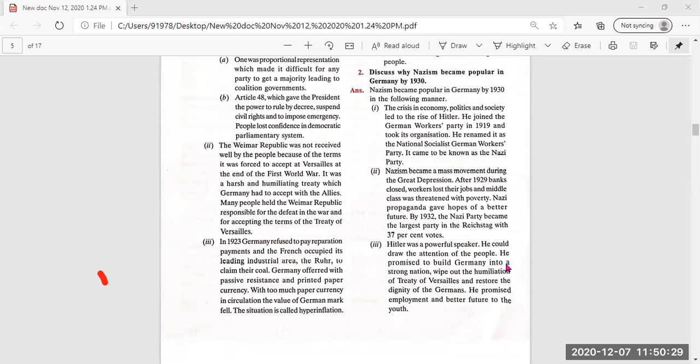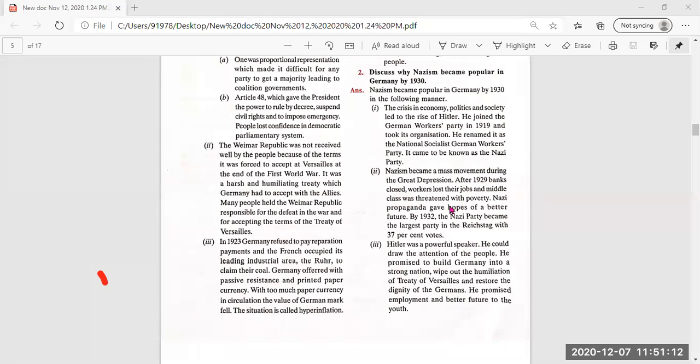He promised to build Germany into a strong nation and wipe out the humiliation of the Treaty of Versailles. That means he would give back the respect the Germans had lost due to the First World War. All these promises were made by Hitler. He promised employment and a better future to the youth. So German people had a little hope that if Hitler came with his Nazi Party, their condition might become good.